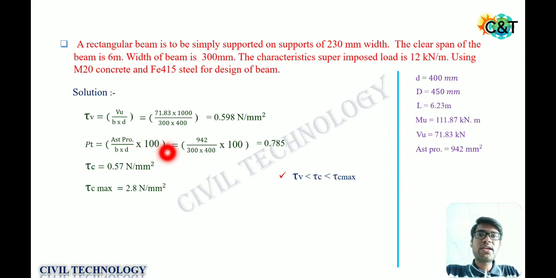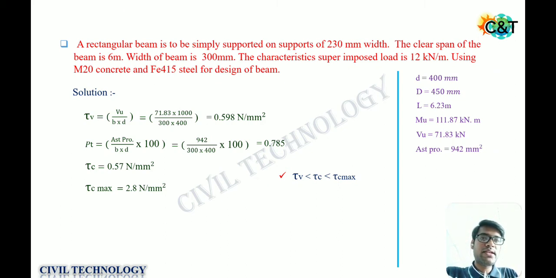So let's see whether our case lies for this condition or not. For our case, tau v value is 0.598, tau c value is 0.57, which means tau v here is greater than tau c. So in our case, this condition does not apply, so just forget it. We have to calculate the shear reinforcement for our problem.